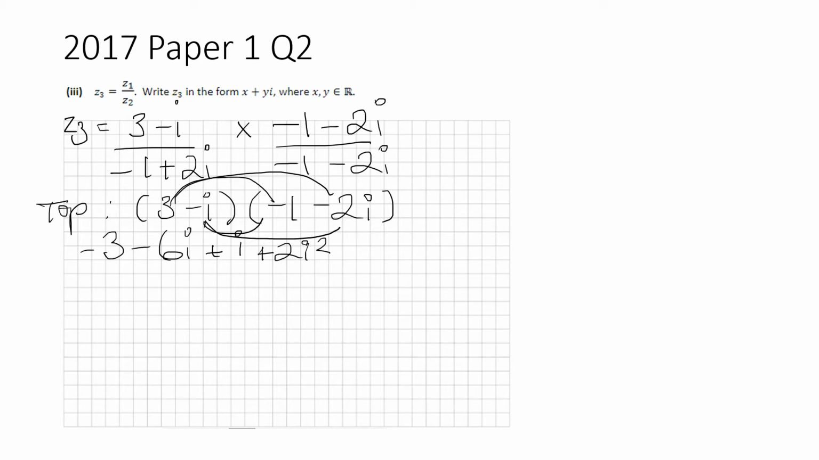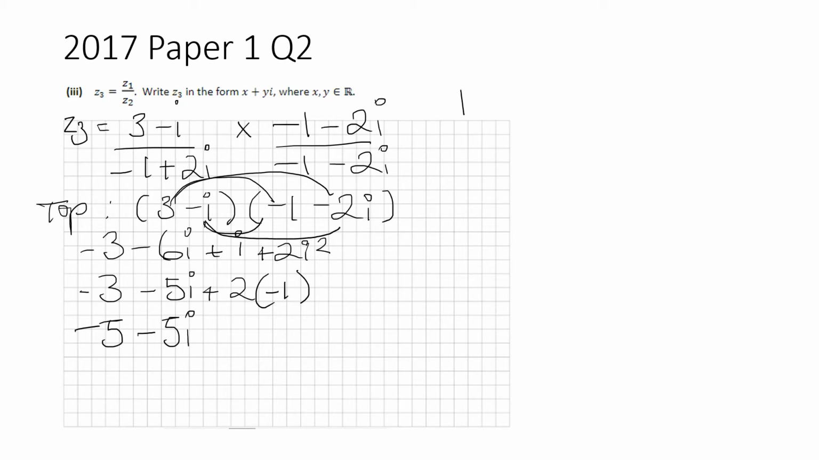What I'm going to do next is simplify as much as I can. So I have minus 3 minus 6i plus i, which is minus 5i. Then I know from the first question that anywhere I see i squared, I sub in minus 1. So the plus 2i squared becomes minus 2, because 2 by minus 1 is minus 2. Minus 3 minus 2 is minus 5, and minus 5i is on its own. So that's the top part simplified, and I'm writing it in the form of x plus yi, which is the real followed by the imaginary.